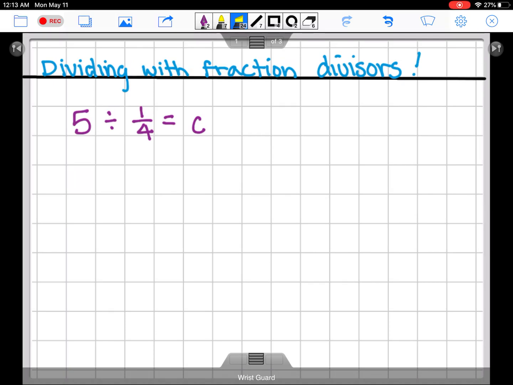All right, my lovely dears, we are going to dive into what we are working on in this new unit. One of the big pieces we're going to work on when we're dividing with fractions is specifically dividing with fraction divisors, all right? So when we have a fraction in our divisor, this is how we're going to solve it.